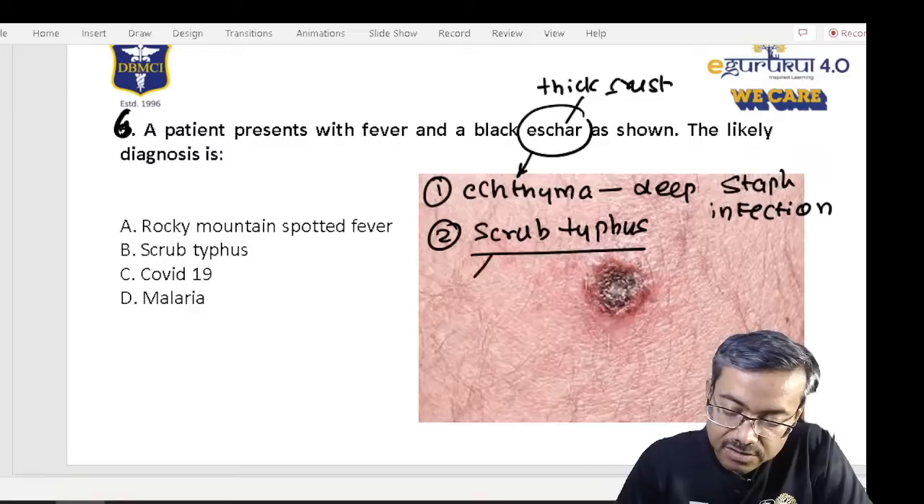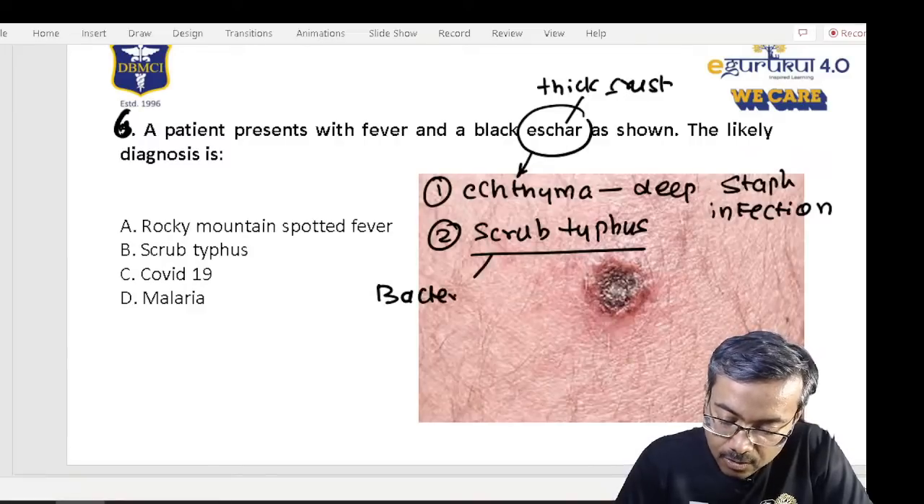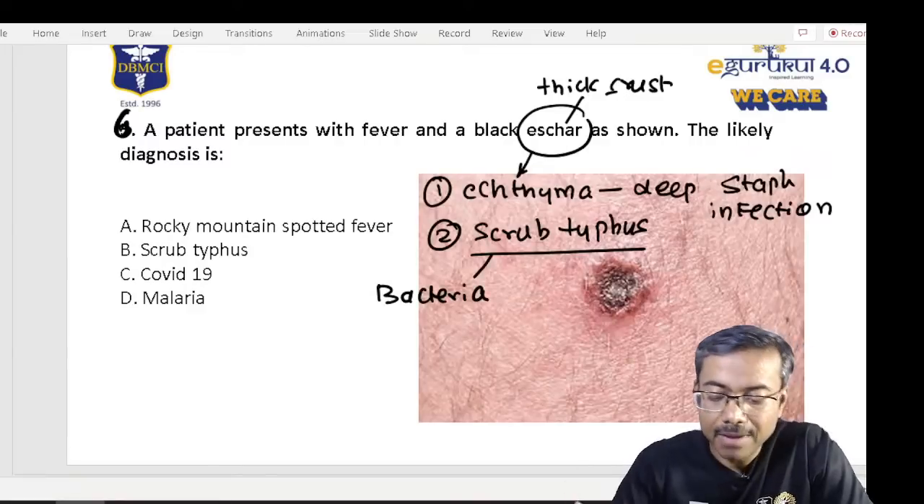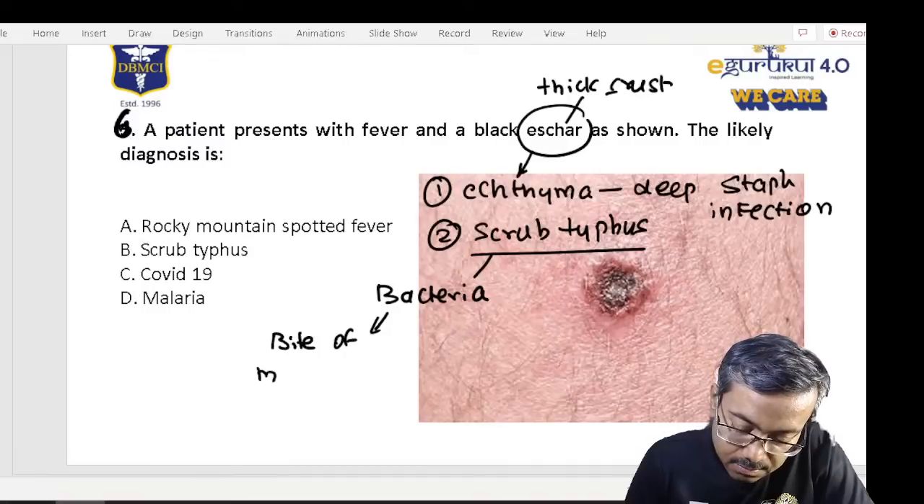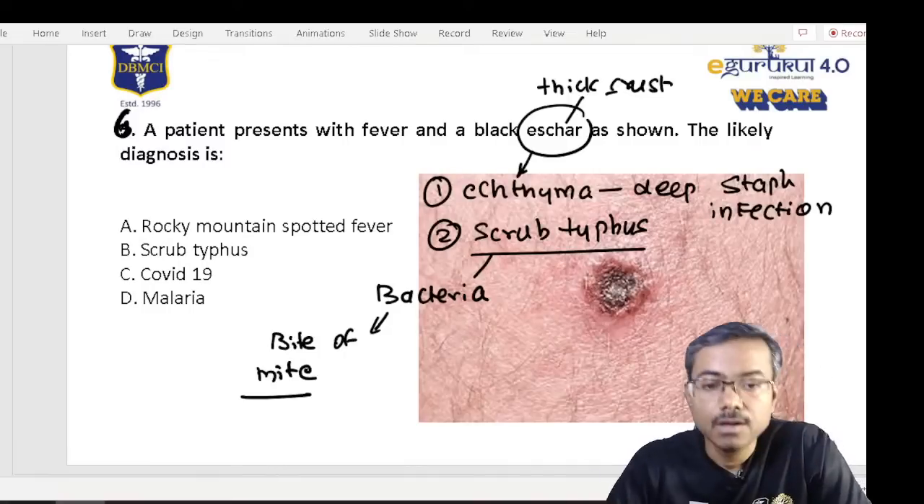Scrub typhus, this is a bacteria. The bacteria here is usually transmitted by a bite of a mite.